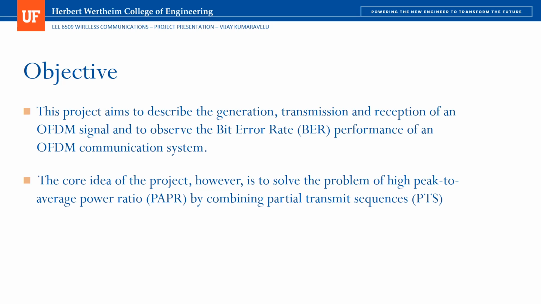The objective of the project is divided into two parts. The first part will be to describe the generation, transmission and reception of an OFDM signal and to analyze its BER performance. But the core idea of this project is to solve the problem of high PAPR using partial transmit sequences, which is nothing but PTS.